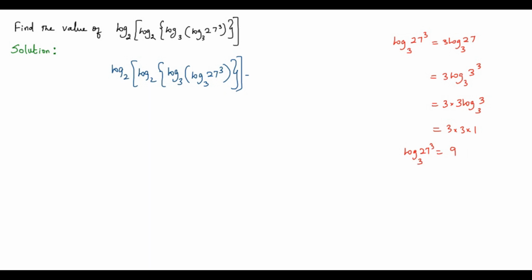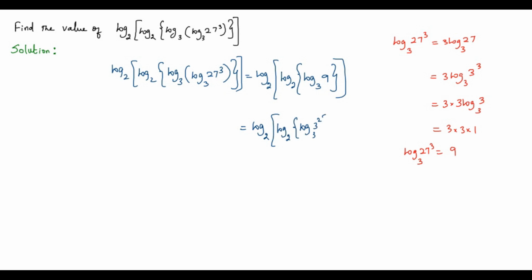Okay, now we can substitute. So here, log to the base 2, log to the base 3, for this one we can substitute 9. Okay, in the next step what we can do is log to the base 2, log to the base 3, and 9 can be written as 3 squared.